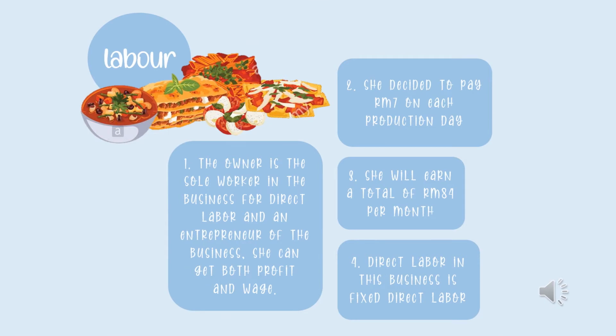Next, I will explain about the labor. The owner is the sole worker in the business for direct labor and an entrepreneur of the business, so she can get both profit and wage. The owner is the only person involved in the process of making the spaghetti aglio e olio. She decided to pay 7 ringgit on each production day, and she will earn a total of 84 ringgit per month. There is only direct labor in this business and there is no indirect labor. The direct labor is fixed direct labor, since she earns 7 ringgit for every production day for 3 days a week, which totals 84 ringgit a month.